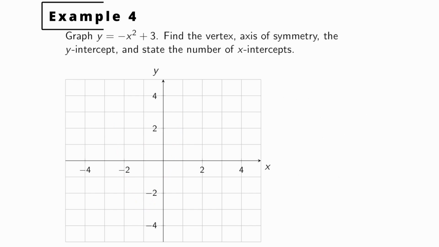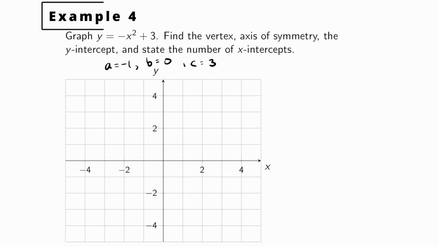Here's our final example. Graph y equals negative x squared plus 3, and then find the vertex, the axis of symmetry, the y-intercept, and give the number of x-intercepts. This is an interesting problem in that it's actually already in both vertex form and in standard form. In vertex form, a is negative 1, h is 0, and k is 3. In standard form, a is negative 1, b is 0, that's the coefficient of x, right? There is no x term. And then c is 3.